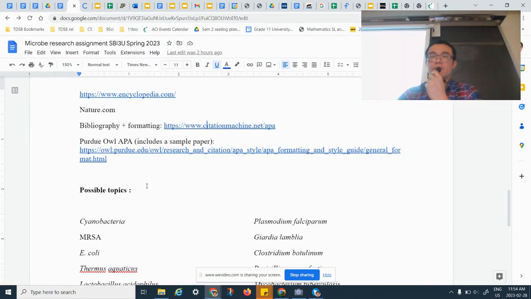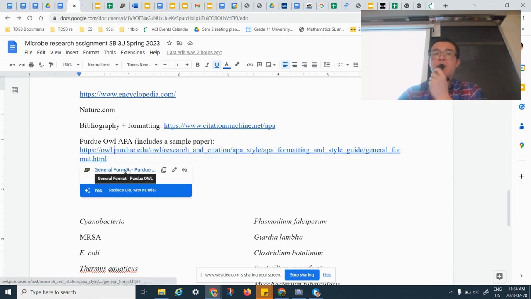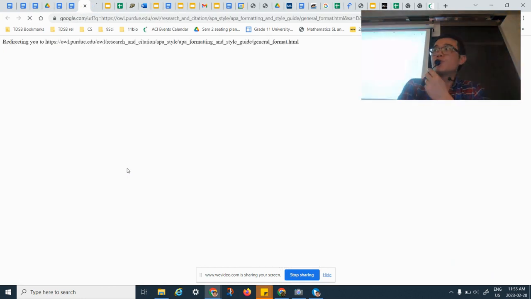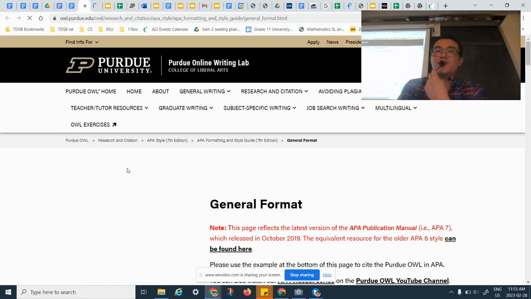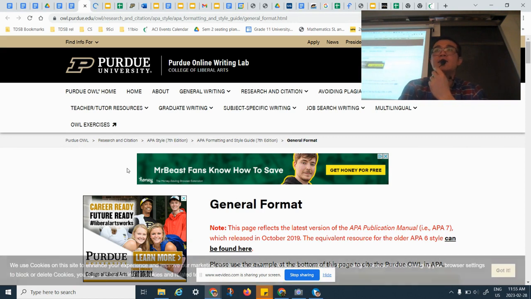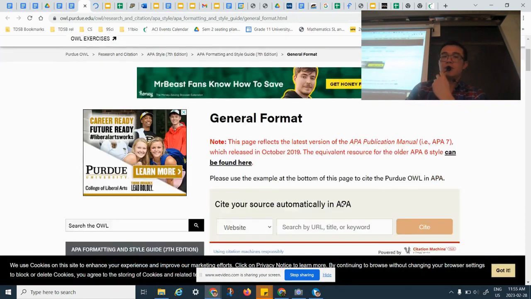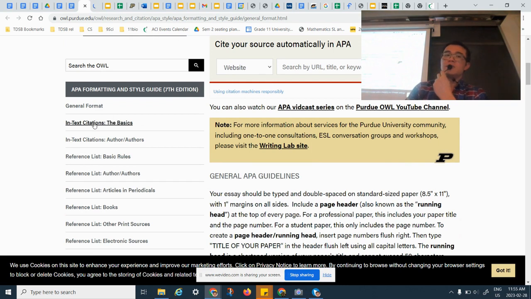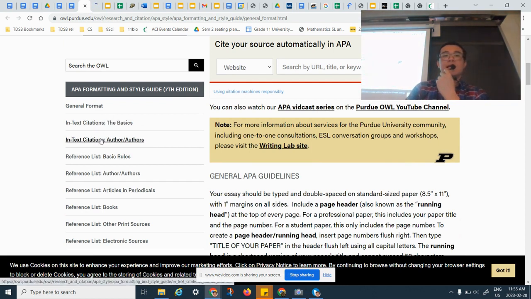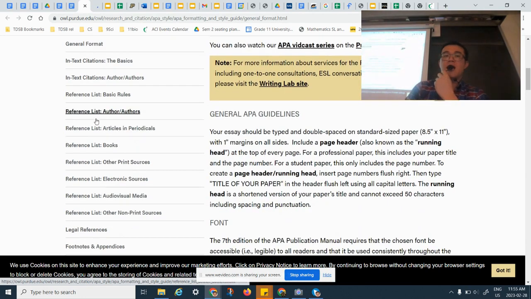Also here, this last one, Purdue OWL APA. Now, this is made by the Library of Purdue University. Purdue is an American university, and I can't comment on how good or not good they are. However, their library, at least, made an amazing page teaching different styles of referencing. If you look, it will tell you how to do in-text citation, the basics, how to list the authors, and how to make the reference list depending on the source of information.